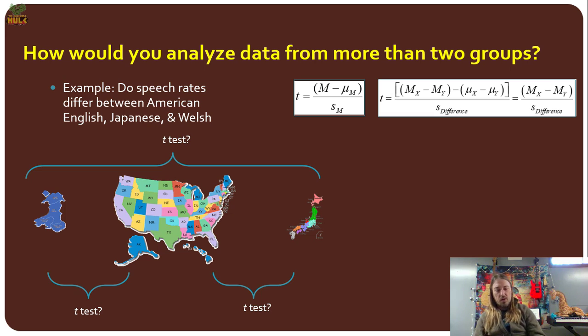So you might ask, why do we need the Anova design? The Anova design maybe can do it in one test, but we know that we could have done this with a t-test. So if I gave you an example that said, do speech rates, the rapidity, the speed at which somebody speaks, does that differ between cultures?